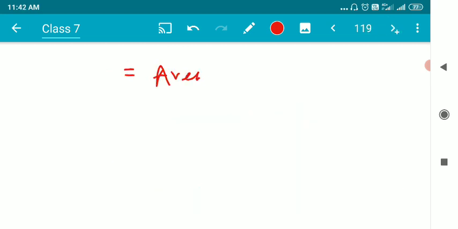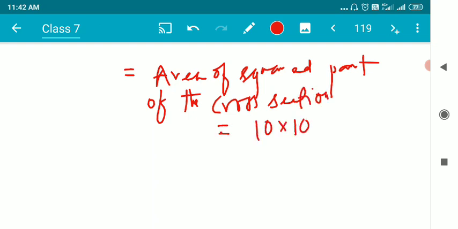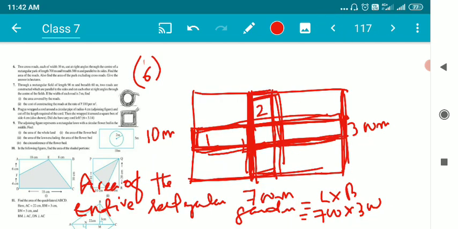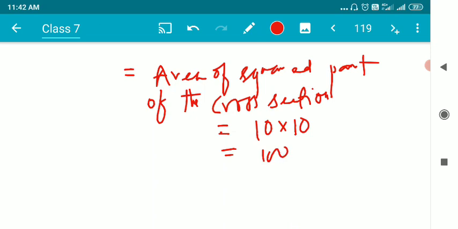The area of the square part of the cross section of the roads will be 10 into 10 because the length is 10 and the breadth is also 10. If you look at the diagram, this square has all lengths and breadths equal to 10. So 10 into 10 is 100 meters squared. This 100 meters squared should be subtracted from the sum of the roads because the roads are overlapping each other and forming a square where they cross.